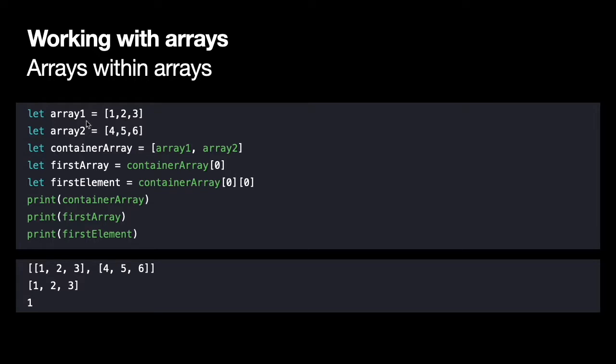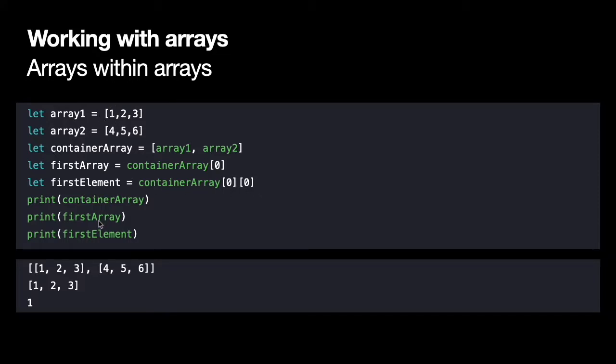Here, array 1 is of type array of int. Array 2 is also of type array of int. Here we have a container array, and the container array is an array of arrays of type int. So then we could take out the first array using the subscript syntax. So first array will be what was the first element of the container array, which is this array up here, array 1, 2, 3. We can get the first element, which is the first member of container array, and then the first member of that, which would be 1.